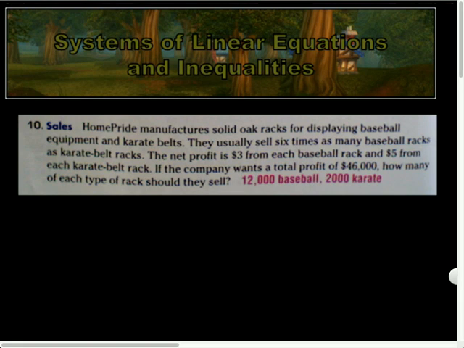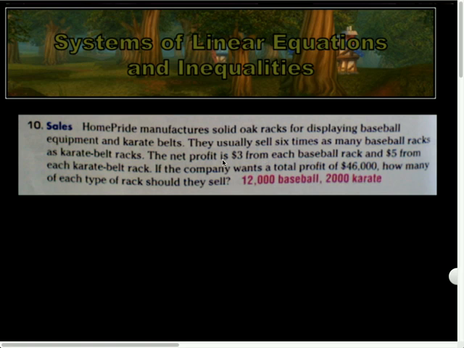We're taking a look at last night's homework. We were specifically targeting just word problems related to systems. And here's one on page 70, problem 10. It says, Home Pride manufactures solid oak racks for displaying baseball equipment and karate belts. Wow. They usually sell 6 times as many baseball racks as karate belt racks.